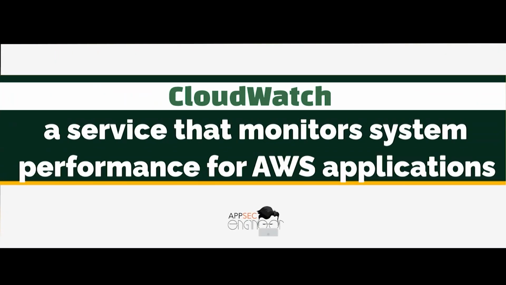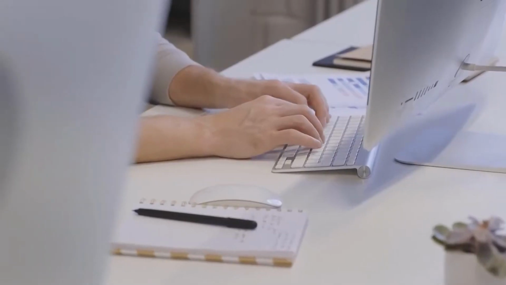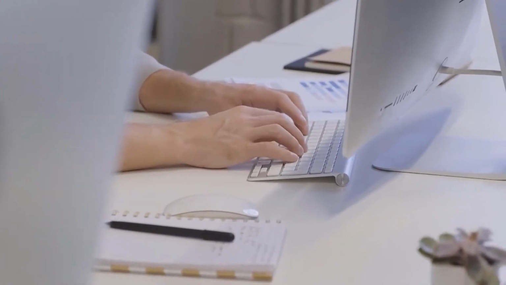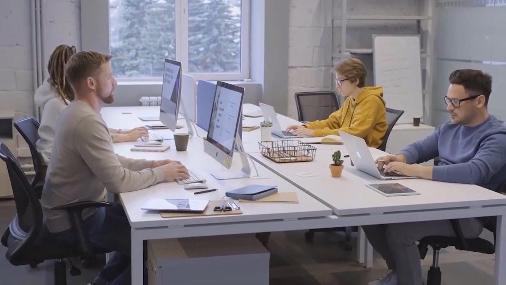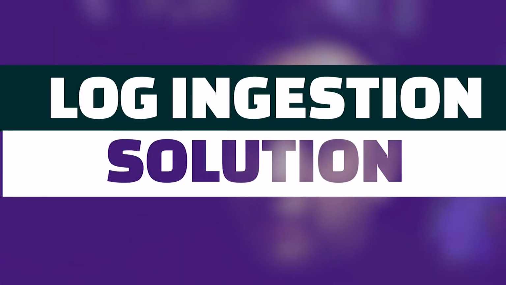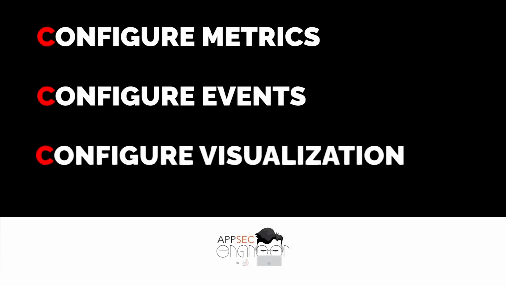So the first one is CloudWatch, right? Now, CloudWatch is essentially AWS's central log management system. All you have to do is start to create log groups, and you can start ingesting logs from different AWS services. So let's say you have a whole bunch of EC2 servers, you can start pushing logs into CloudWatch. Let's say you have Lambda functions, you can start pushing logs into CloudWatch. Let's say you have Elastic Beanstalk or any other computing environment, EKS, whatever it is, you can start pushing logs into CloudWatch. Now, CloudWatch is not only a log ingestion solution. CloudWatch can do a lot more than that. You can configure metrics, you can configure events, you can configure visualizations, you can do all of that stuff.